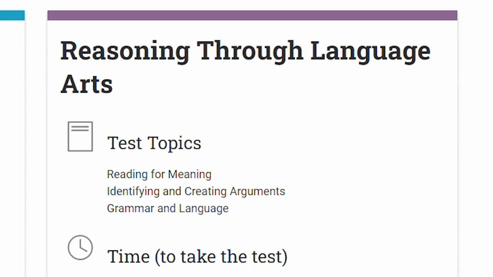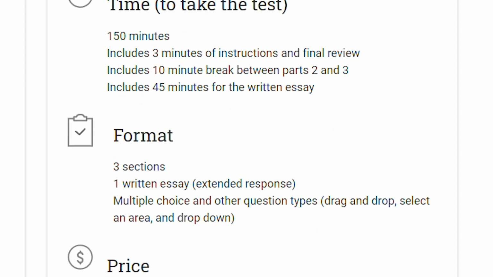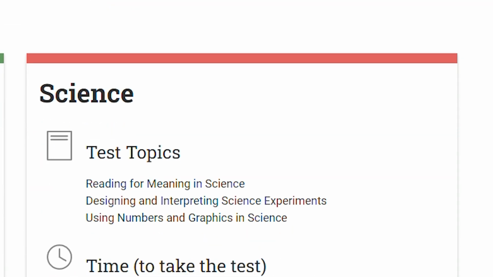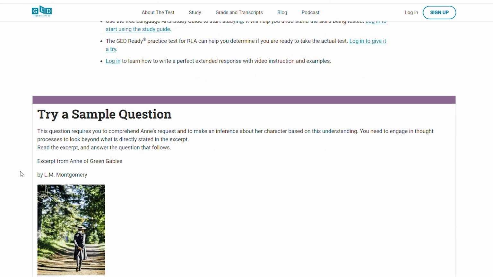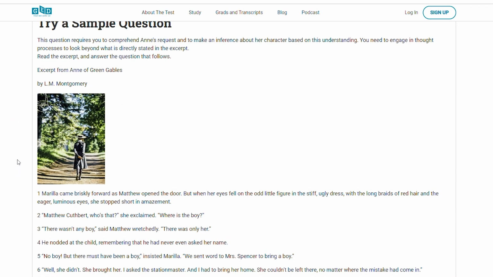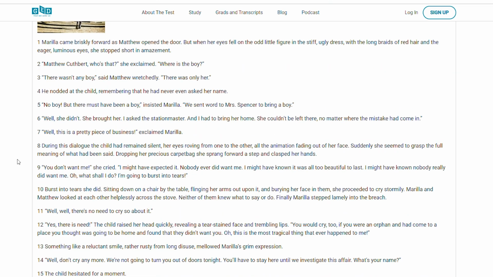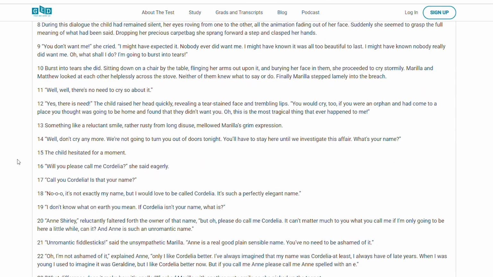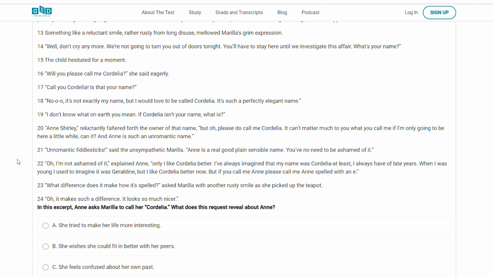Oftentimes, people will take either the Reasoning Through the Language Arts or the Science test next. Both of those involve a lot of the same critical reading skills that the Social Studies test requires. However, in the Reasoning Through the Language Arts test, you also have to produce some writing. So, the reasoning test involves critical reading in both fiction and nonfiction sources, where you are really looking for main ideas, you're asked to make inferences, you have to understand specialized vocabulary, and then you have to produce an essay.